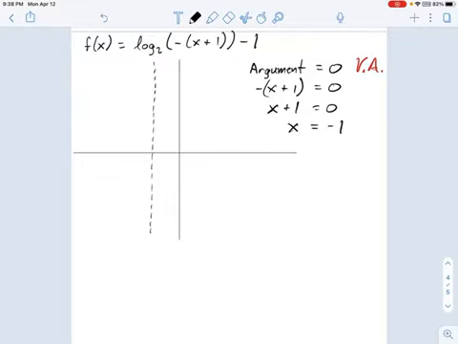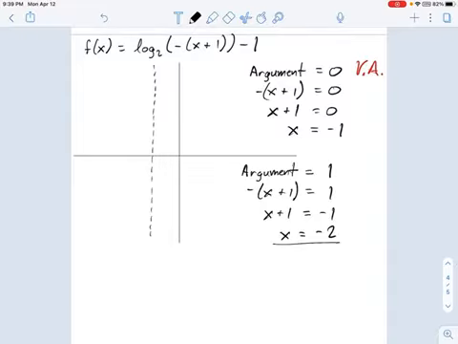Now, another key feature is going to be where the argument equals 1, not 0, just 1. So we go through the same steps and we say negative x plus 1 equals 1. Okay, so that means x plus 1 equals negative 1, and that means x equals negative 2. Now that's important. We don't stop here. Let's plug this value of x equals negative 2 back into our equation and see what y equals.